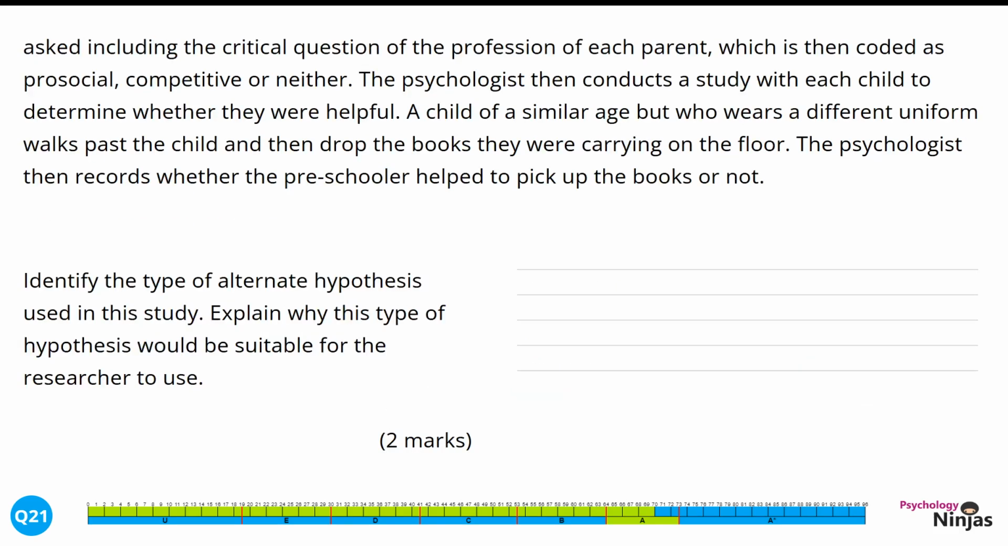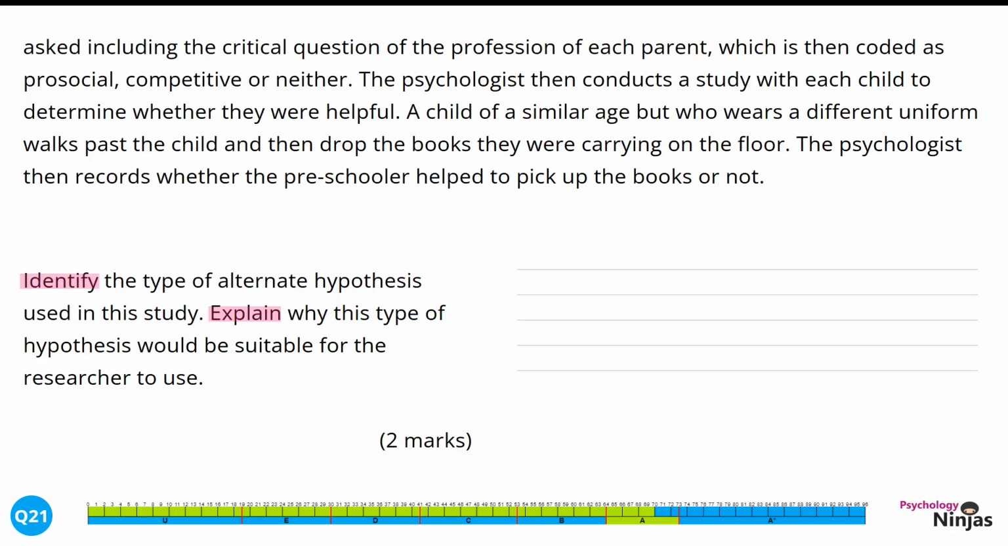Identify the type of alternate hypothesis used in this study. Explain why this type of hypothesis would be suitable for the researcher to use, 2 marks. We've got 2 command words here for our 2 parts of our question. The first one is to identify. This is to state something about this particular piece of research. Our second one is to explain and give some extension on why that is the case.